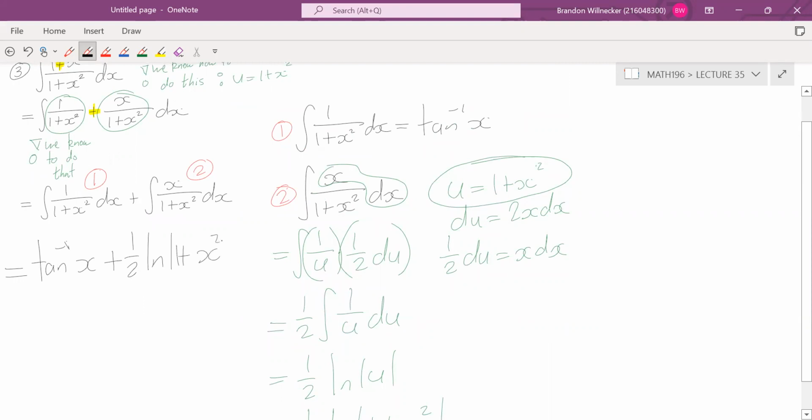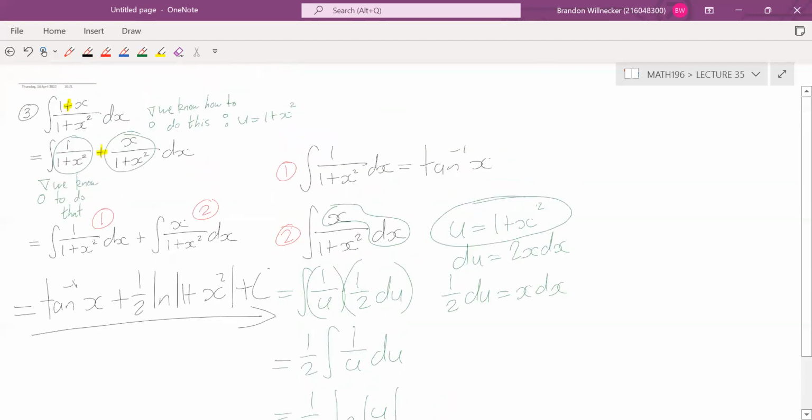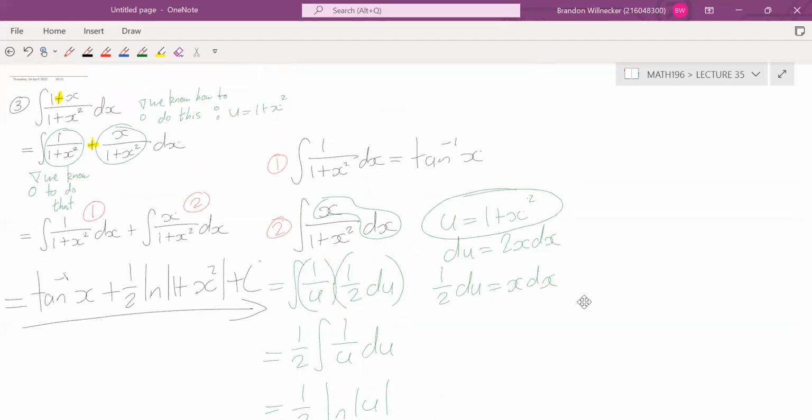Sorry, 1 plus x squared. And now we can add the plus c. Okay, so you see sometimes it's easier if you split the integral into two smaller problems, and then you can solve each smaller problem separately. And then right at the end, you just put everything together again.